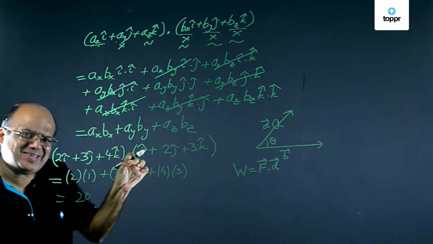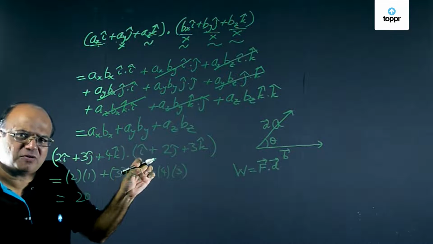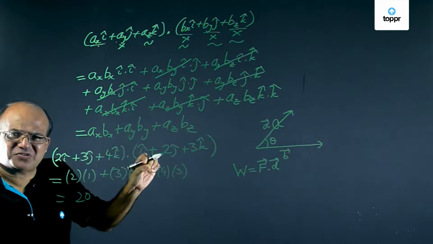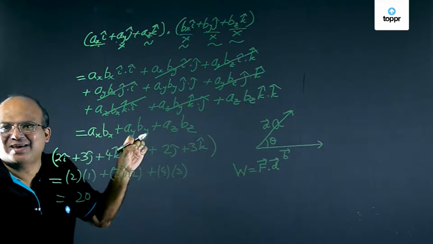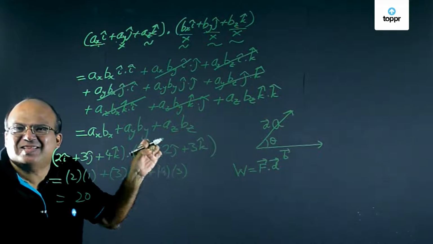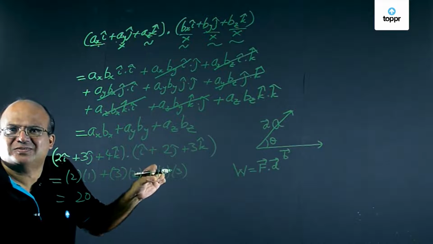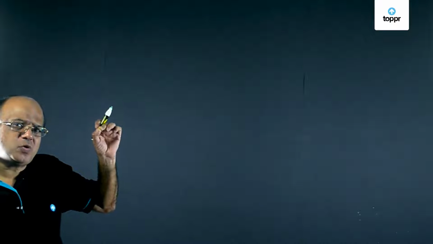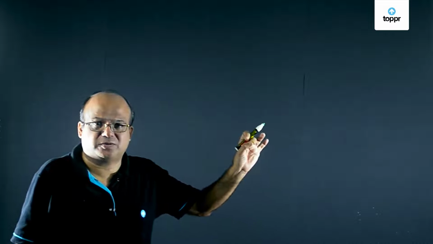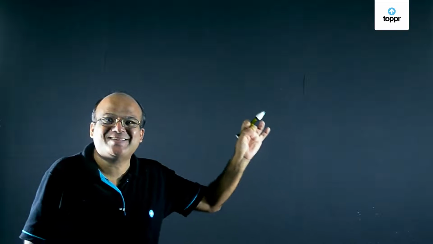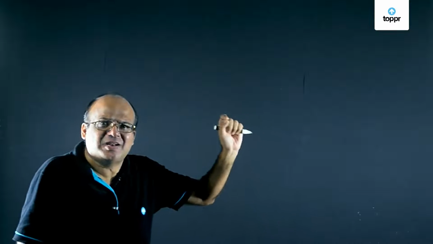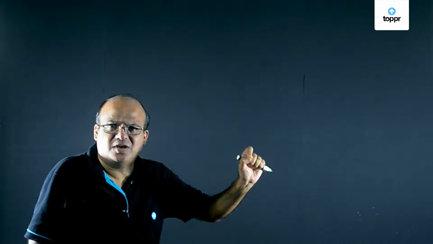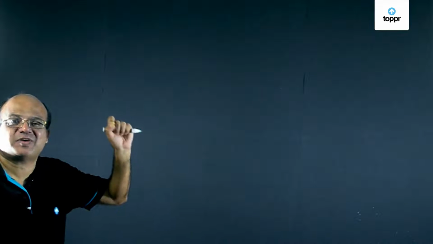So basically this is the product of the component of force in the direction of displacement multiplied by displacement. This is what is dot product. Now we have learned dot product. Dot product is also known as scalar product because the end result is a scalar. Now let us learn cross product. Cross product is also known as vector product because the end result is a vector.